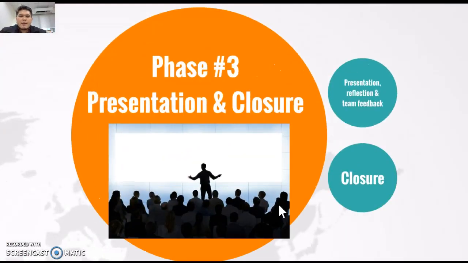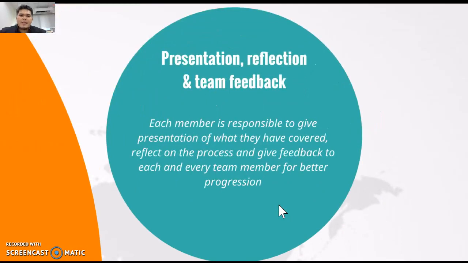The final stage is what we call phase 3, presentation and closure. Whatever solution you have decided on, you need to present it, and you need to probably submit a report. And at the same time, each of the members is responsible for giving a presentation of what they have covered, reflecting on the process, and giving feedback to each and every team member for better progression.